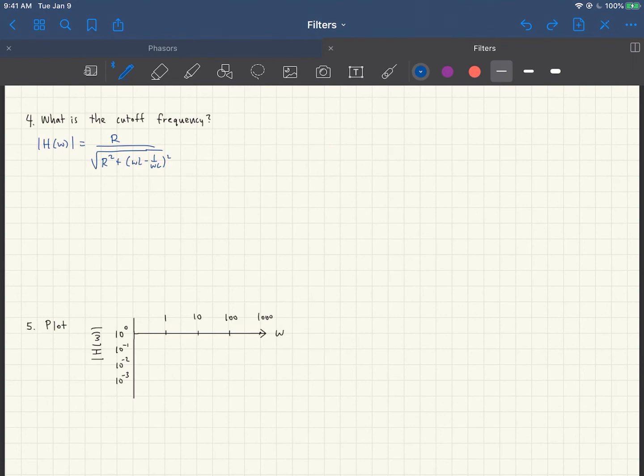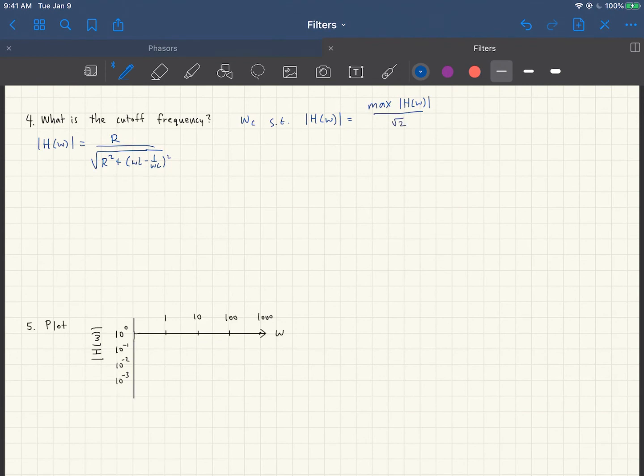We are now going to compute the cutoff frequencies of this filter. Remember that the cutoff frequency omega C is defined to be omega C such that the magnitude of the transfer function is equal to the max magnitude all over the square root of 2.